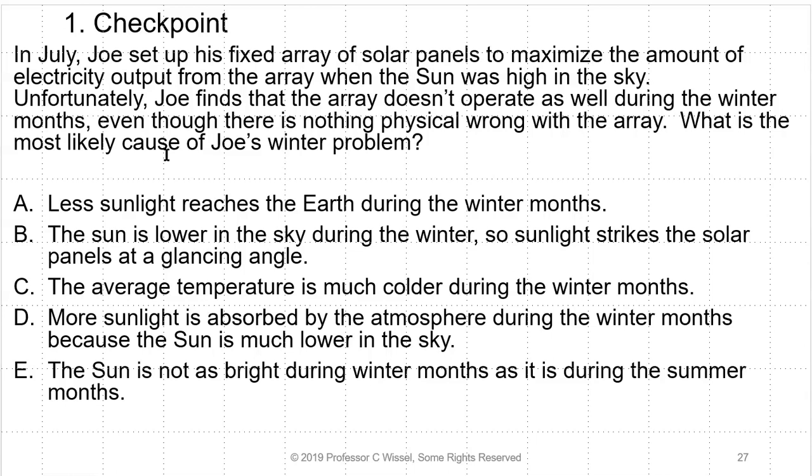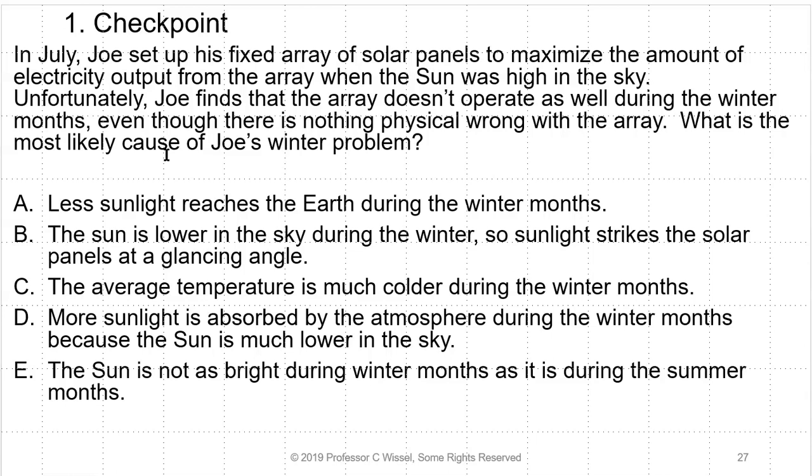A, less sunlight reaches the Earth during winter months. Well, actually, the sun is closer to the Earth during the winter than it is during the summer in the northern hemisphere. That's because of the eccentricity of the Earth's orbit. The winter is caused by the axial tilt of the Earth, not by how close the Earth is to the sun. So in reality, you get slightly more sunlight during the winter months over what hits the Earth total than you do during the summer, because the Earth is actually closer to the sun.